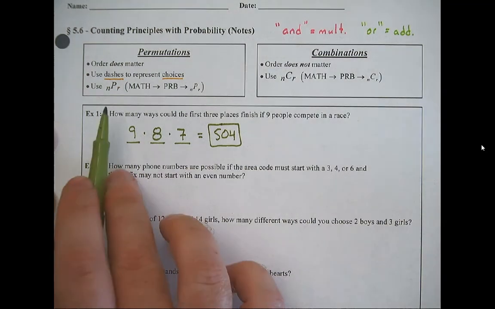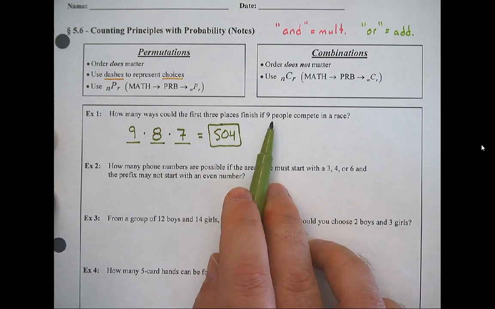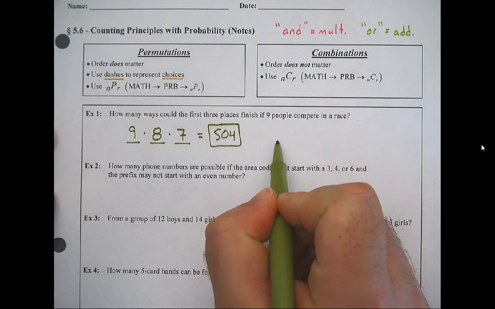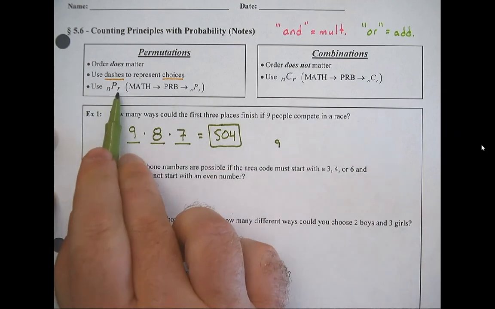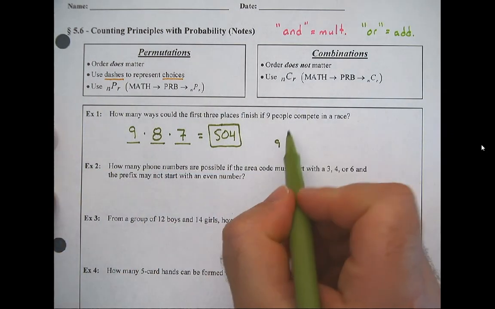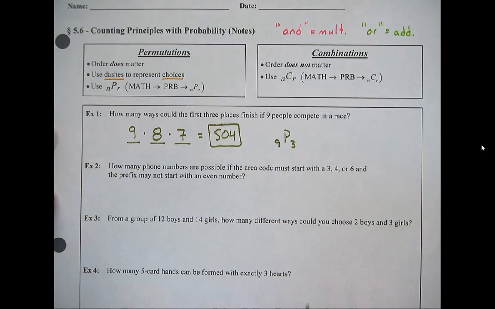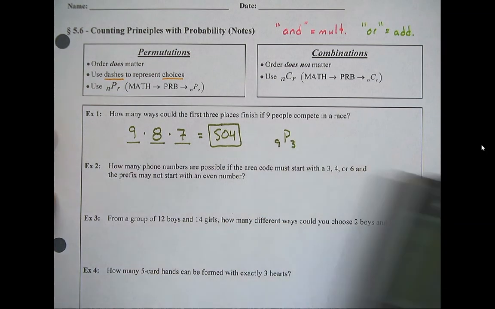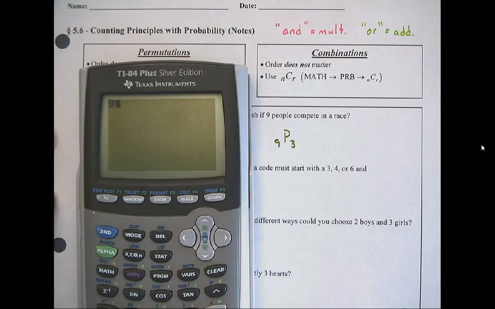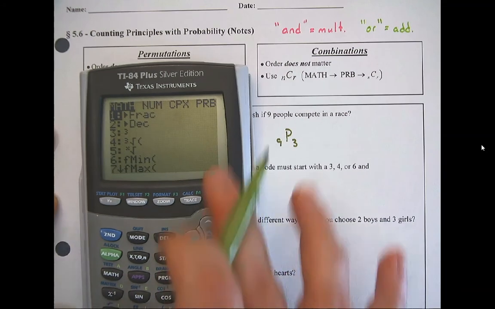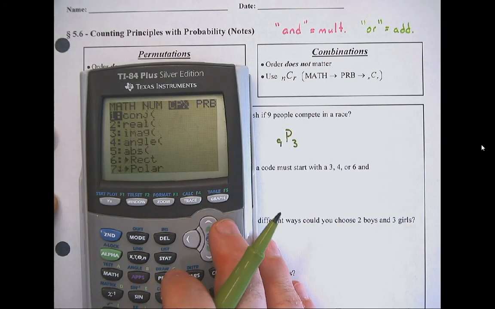So the way you would use nPr is you'd say, how many people am I picking from? This is a group of 9. I'm picking 3 people to get in first place, and order matters. So I'm going to use 9 permute 3. So you have to put the 9 in there first.